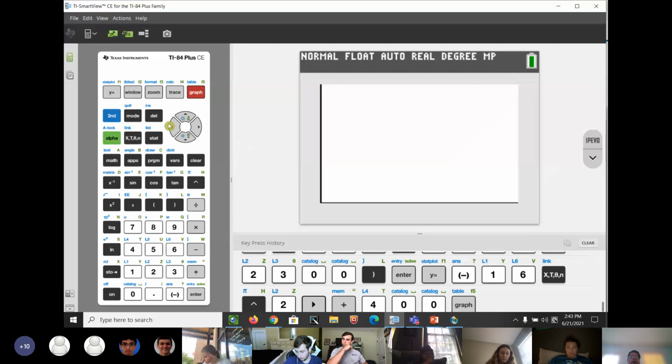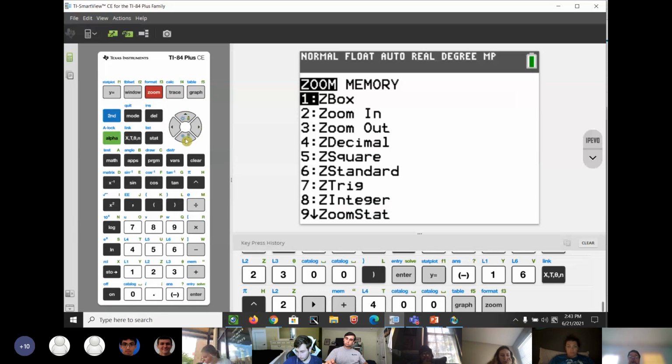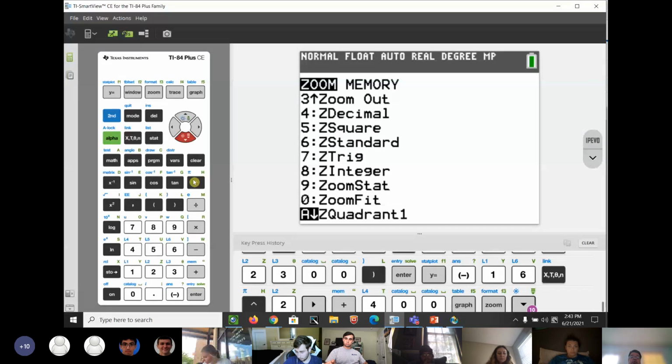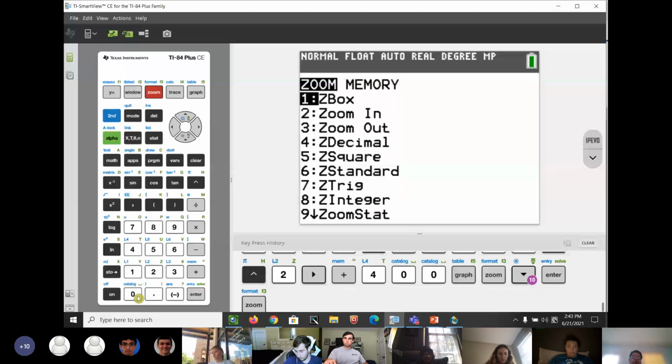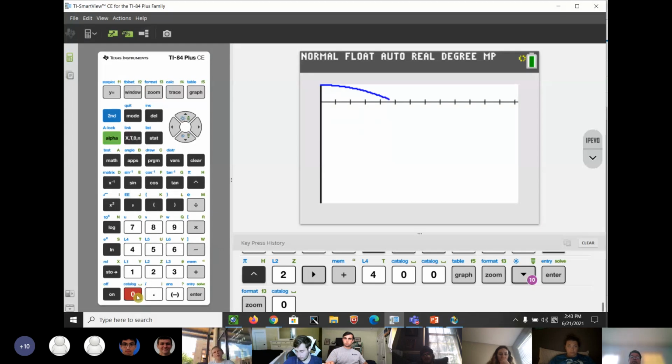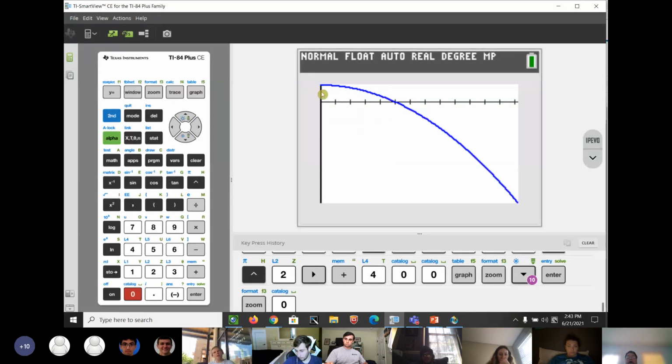And I don't really care. I'm going to do a zoom quadrant 1 because it's only going to be in the first quadrant. Because you're throwing a ball, you can't throw the ball backwards. I mean, you can, but it's not backwards from, just forget it. See? So I'm going to do zoom 0 for fit. There we go. And there's the y-axis, and there's our point we need right there.